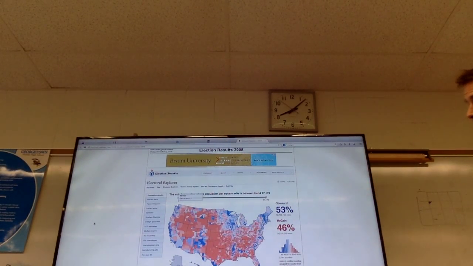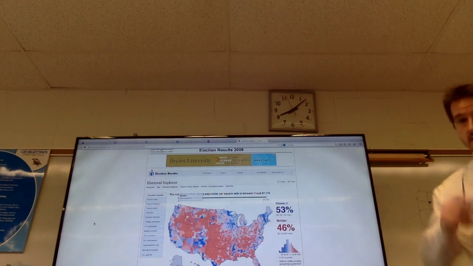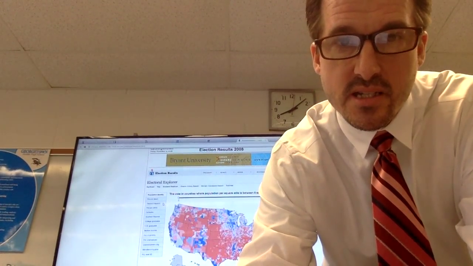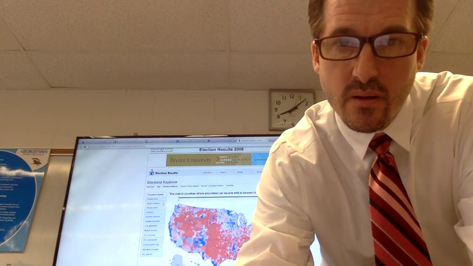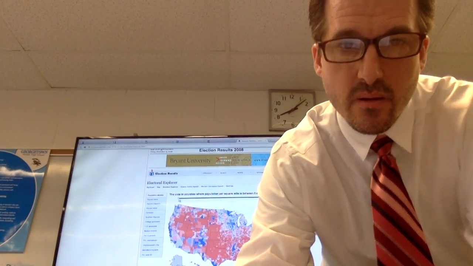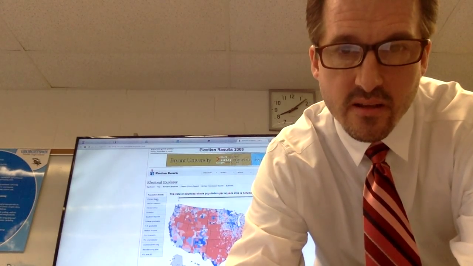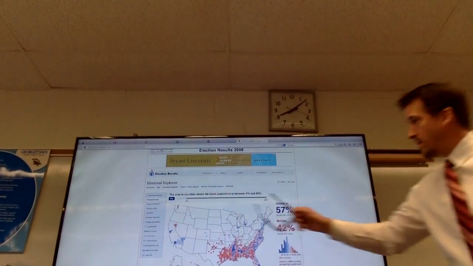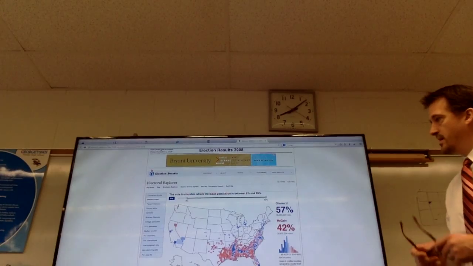Here's the New York Times tracking where everybody lives by concentration. So what you can do with this is look at a demographic, like population density. If I want to look at where African Americans are highly concentrated and how they vote, I start playing around with this to figure out what my concentration of population is.